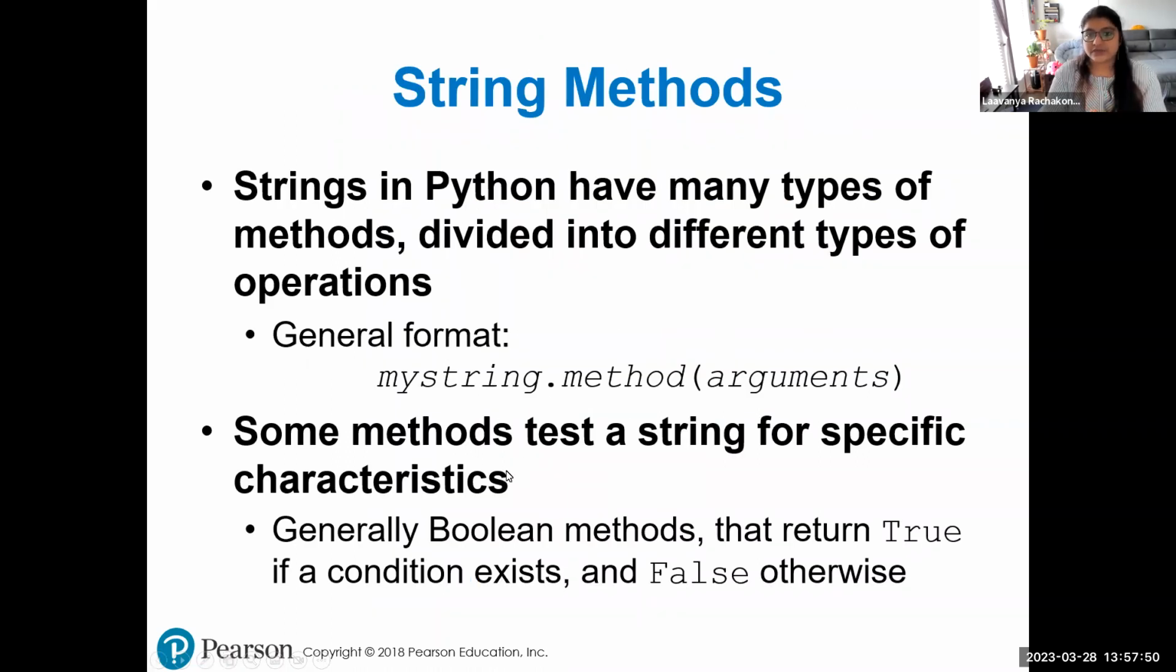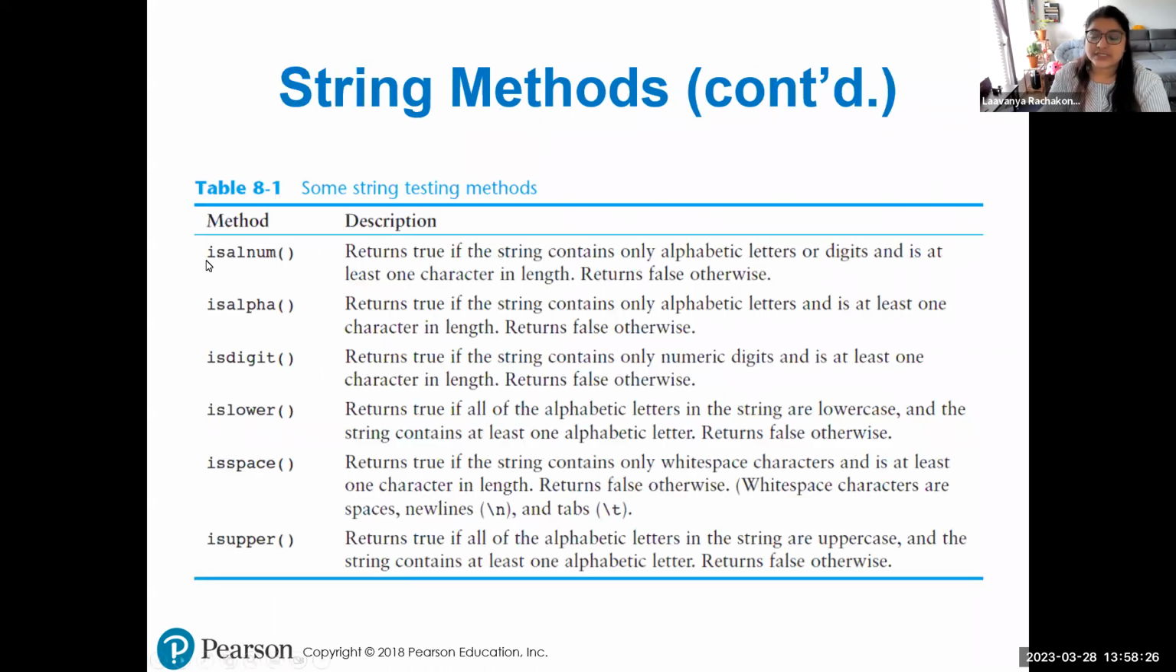Next, let's talk about string methods. There are various types of methods which you can use. In the next slide, I'll provide you with all of the methods and what they usually do. The general format for using any of those methods is your string, dot, method name, followed by arguments. Most of these methods are Boolean, so they will return true or false depending upon the condition. Let's see, it says isalnum.